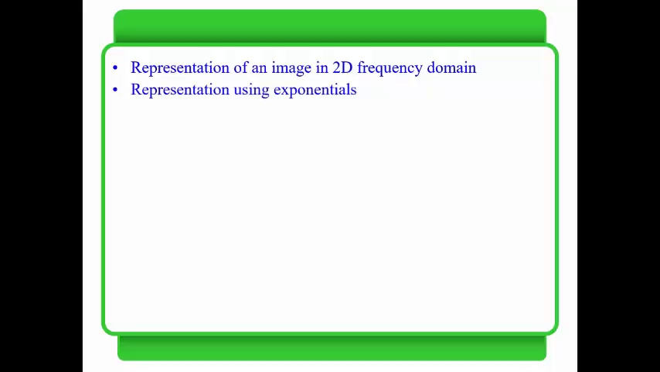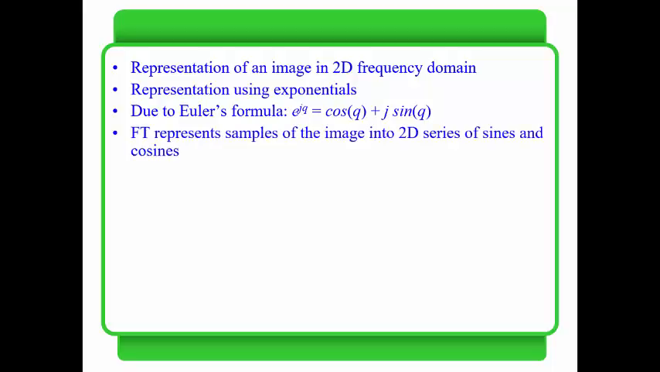Here, of course, is the representation using exponentials. He is referring to, if you remember, the basis function. Here we are using this exponential e to the power j something, which is the summation of cosine plus j sine. Later we'll see the basis function, which is written in this way, e to the power j something. So the Fourier transform represents samples of the image as a two-dimensional series of sines and cosines.